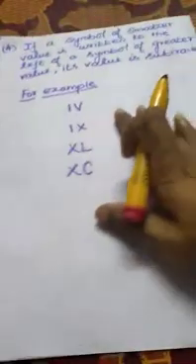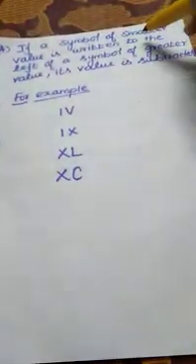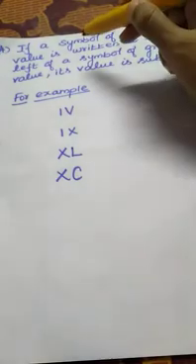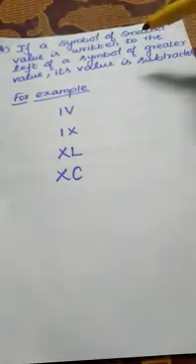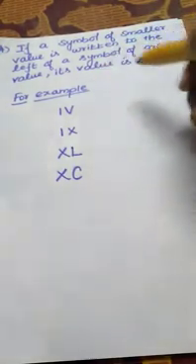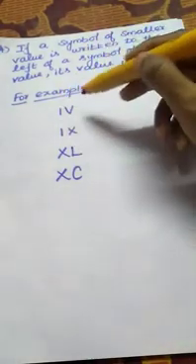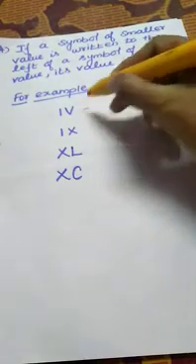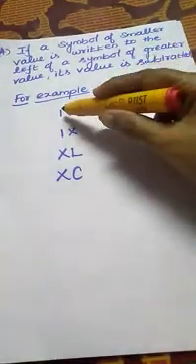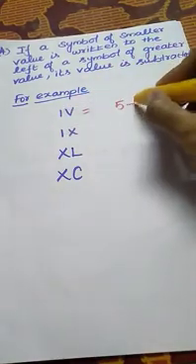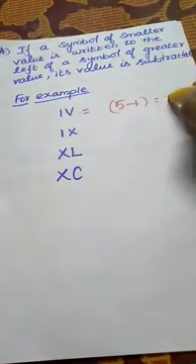The next rule: if a symbol of smaller value is written to the left of a symbol of greater value, its value is subtracted. Right side means we just add the value. Left side means we have to subtract the value. Here, what is the value of V? That is 5. We use the number I on the left side of V only. So we subtract 1. The answer is 4.